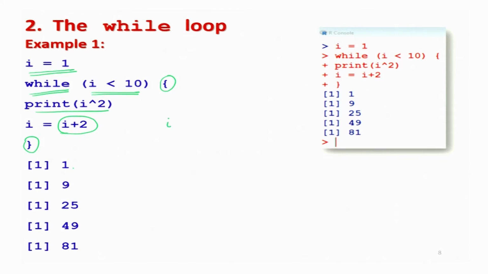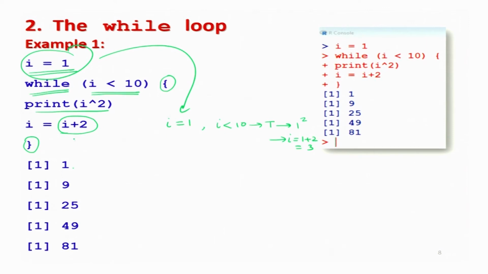The first value of I which is going to be considered here is I equal to 1, which is given here, as you can see. Now, after this it takes the condition that I is less than 10, and the answer comes out to be true. When it is true, it will print the value of I square, which is 1 square, and then it will choose I equal to 1 plus 2, which is equal to 3, right.